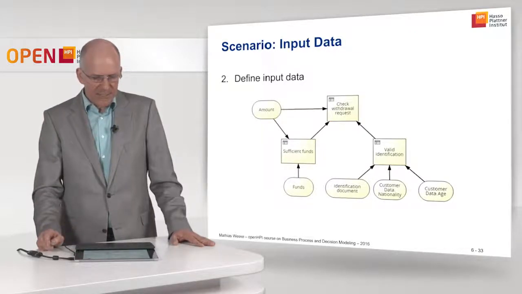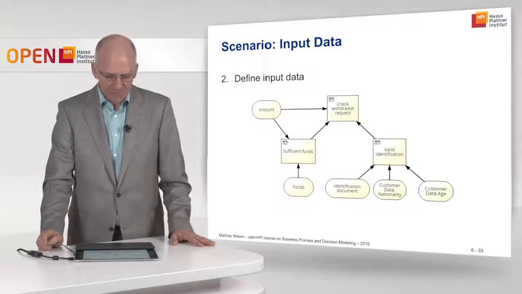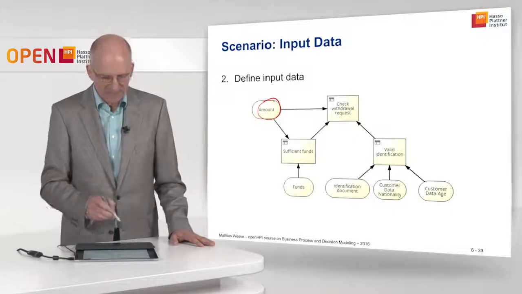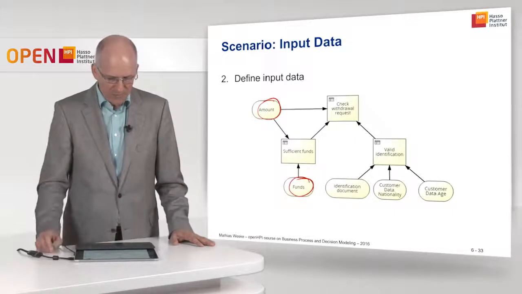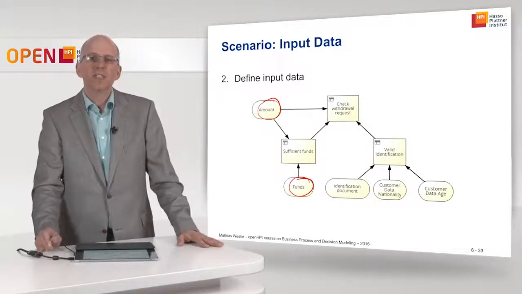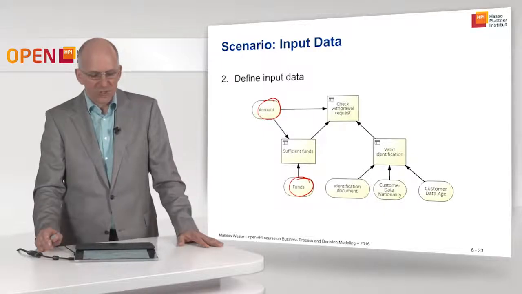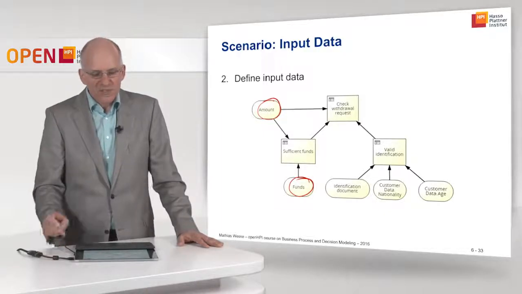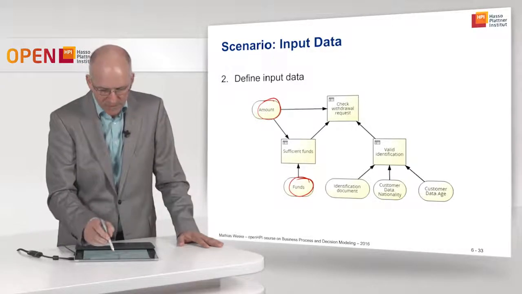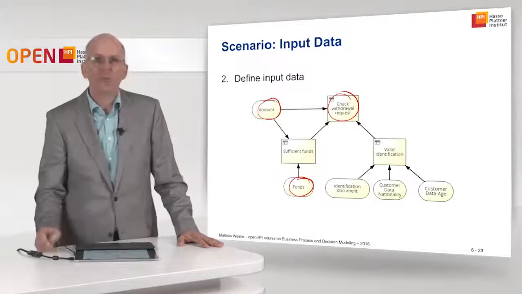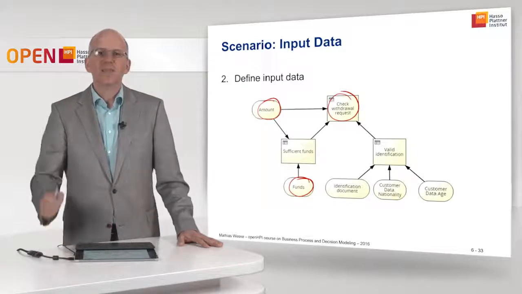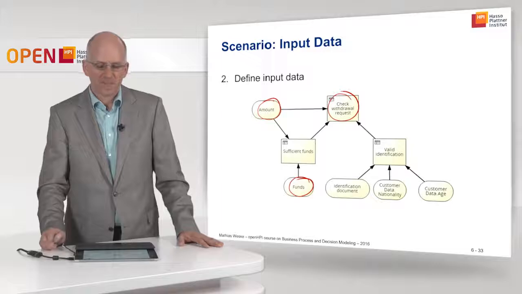Then we look at input data. We can add input data to this. So we also need to have the amount, so the 9,000 euro in this case. We need to have the funds. And with amount and funds, we can surely check if there are sufficient funds. So these two are input data to the decision sufficient funds. And we also see here that the amount input is also input to the check withdrawal request. So we have one data object, or one input, that is used in different decisions.